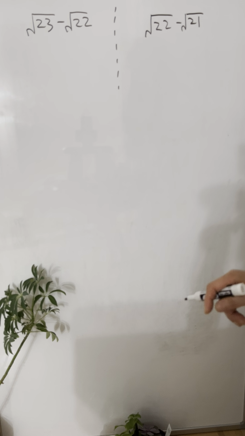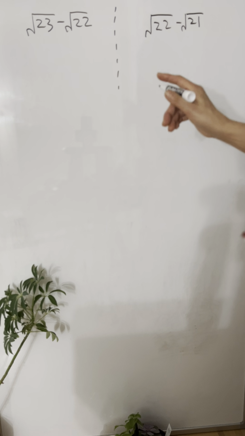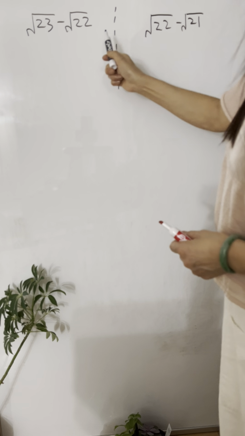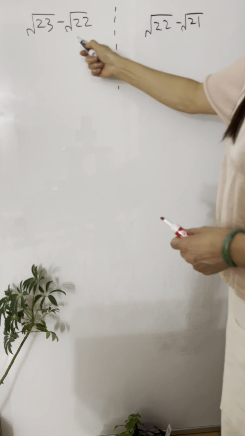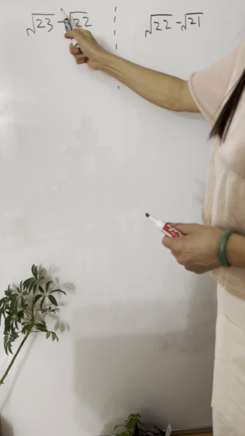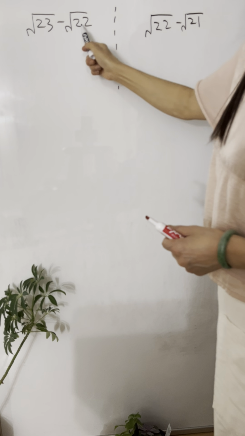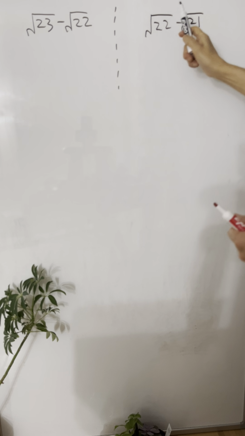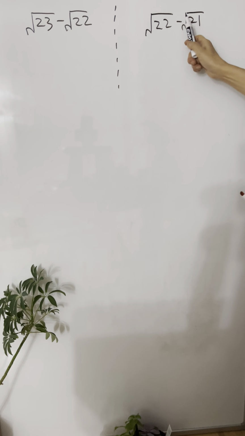Family of irrational numbers is a little bit difficult to understand sometimes. So let's see this question. We want to compare this number with this number. So this is an irrational number, right? Difference of two irrational numbers is irrational.